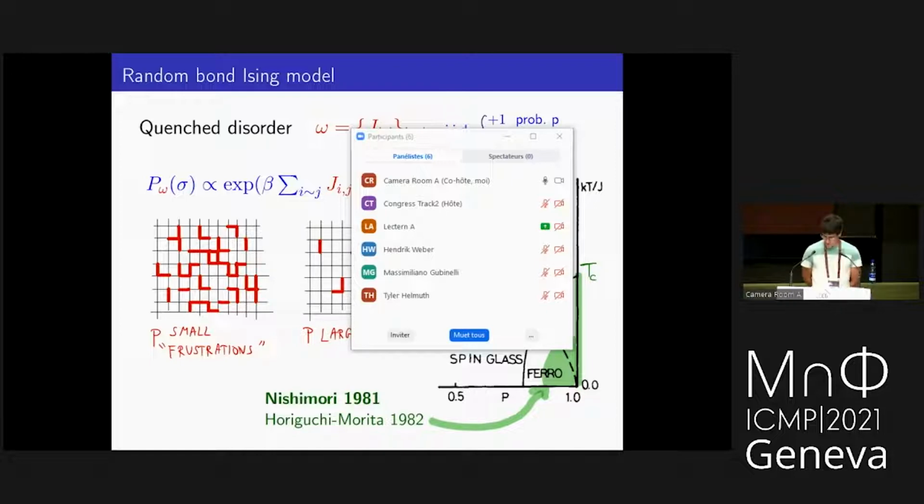And to make the model simple, think of these as coin flips that will be 1 with probability p, minus 1 with probability 1 minus p. And so in particular, if p is equal to 1, say, or very close to 1, most coupling constants will be equal to 1. So this Gibbs measure, which is a random Gibbs measure, will be basically the same as the one I defined before.